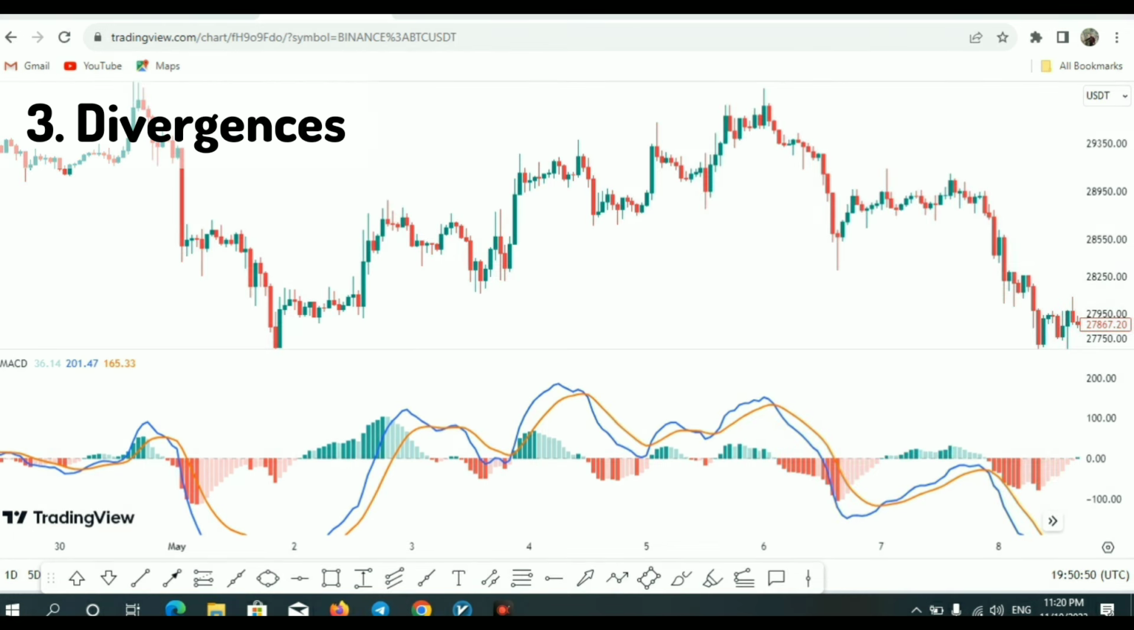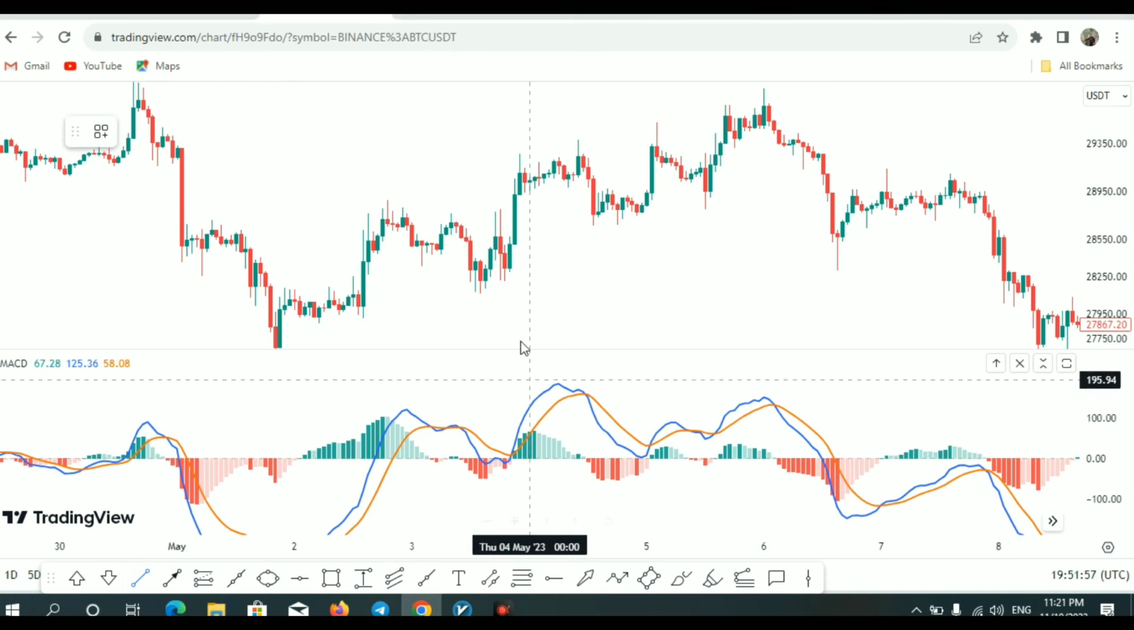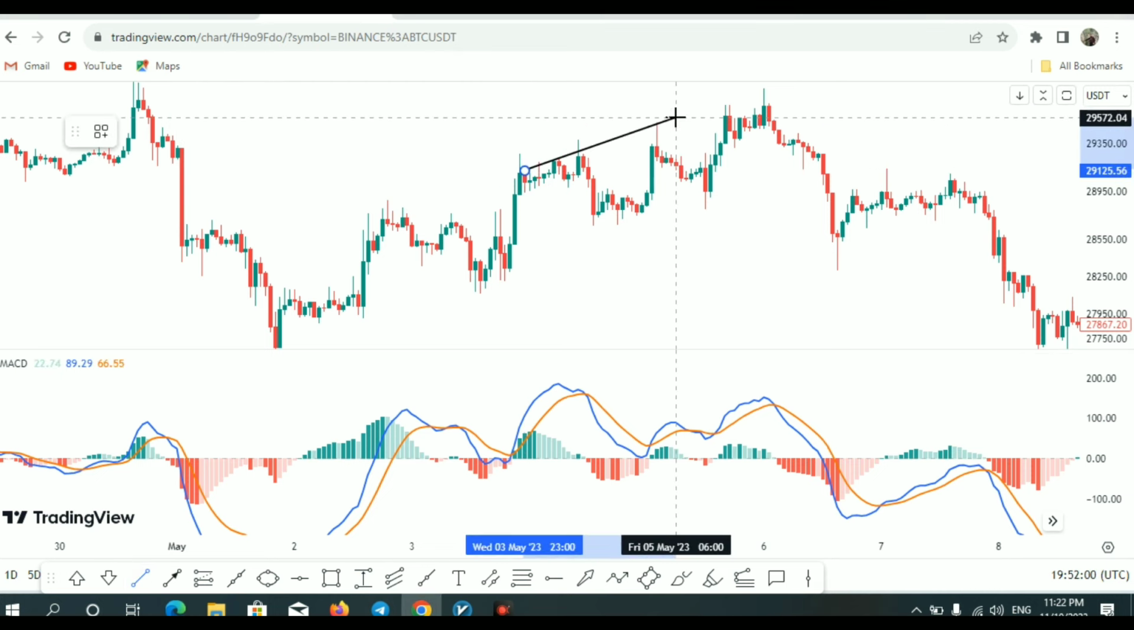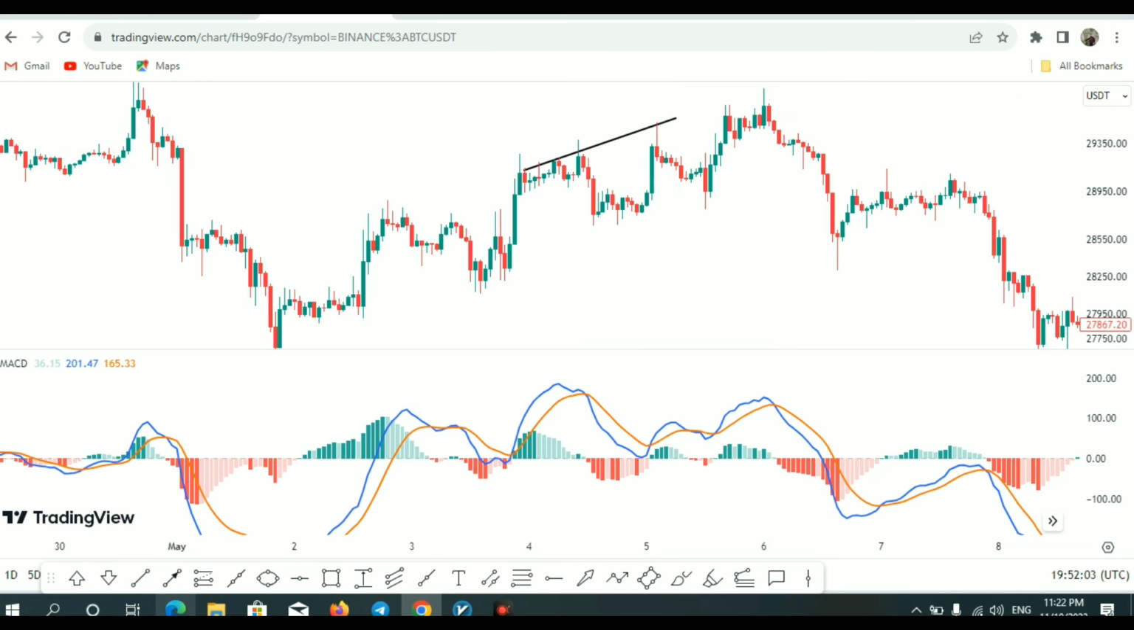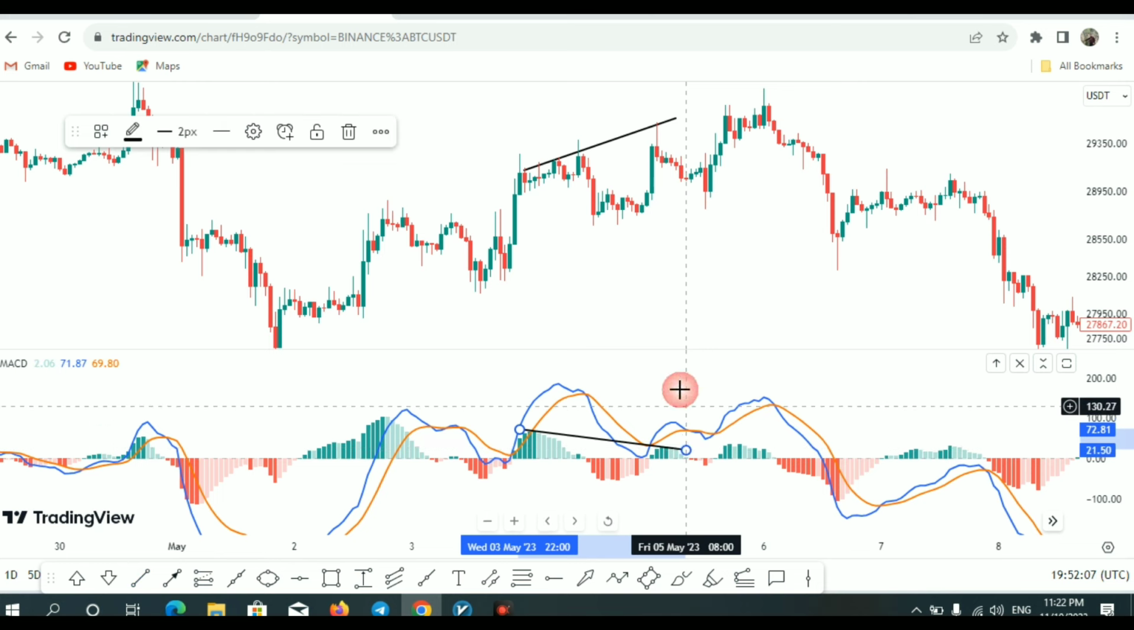3. Divergences. When we have several highs or lows in the same direction, but in the MACD indicator, the directions are not aligned with the price.